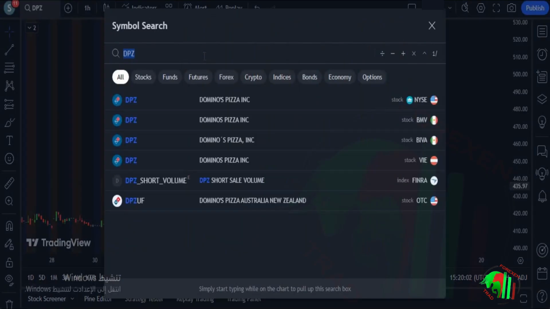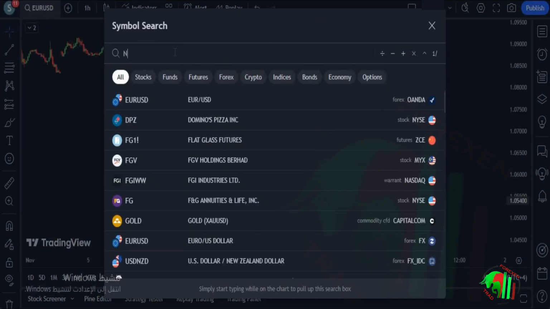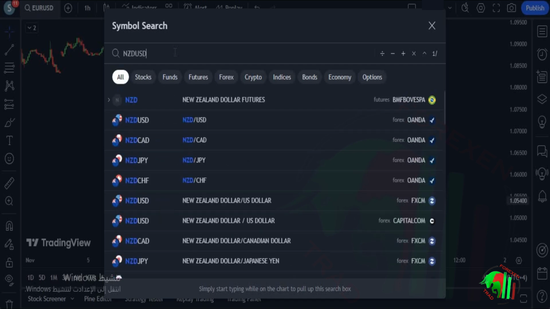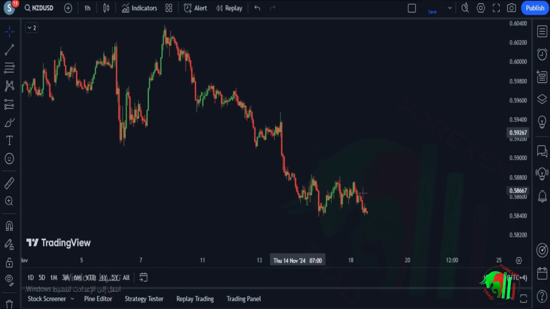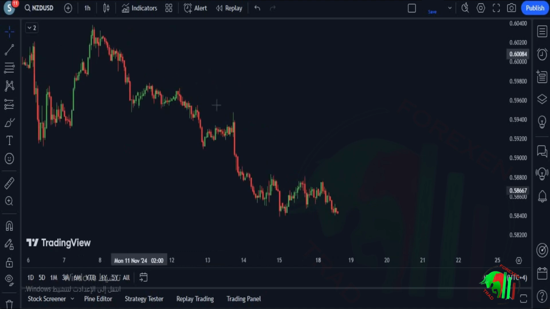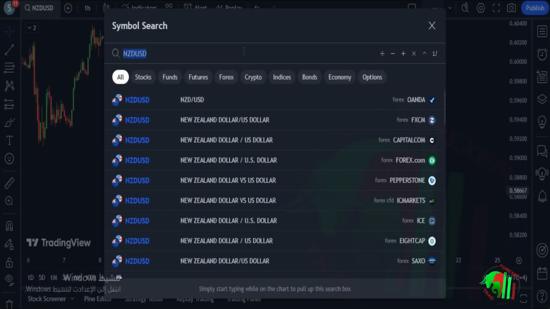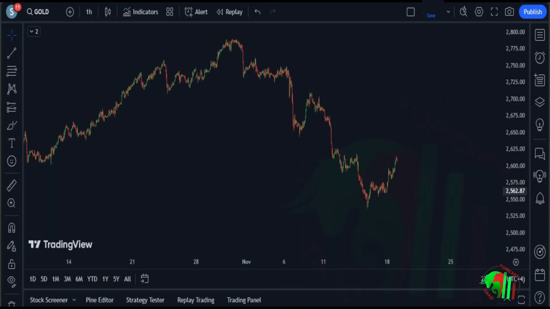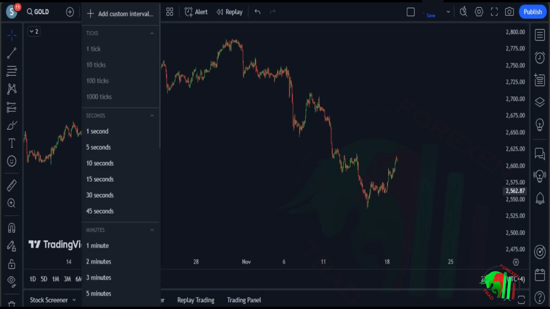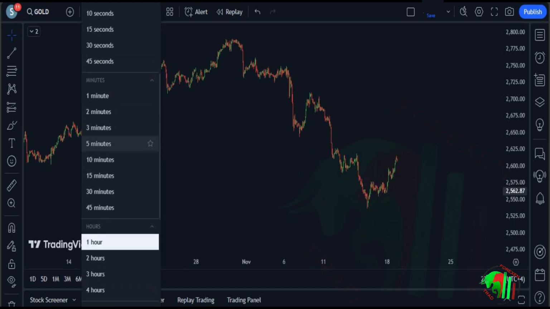Let's check the New Zealand dollar. Here, we have a clear downtrend, not a choppy one. This chart is good for trading. Now let's look at the gold chart. As you can see, gold is also in a downtrend, not a choppy one. Now that we have chosen the appropriate currency, we will set the chart to a 5-minute time frame.